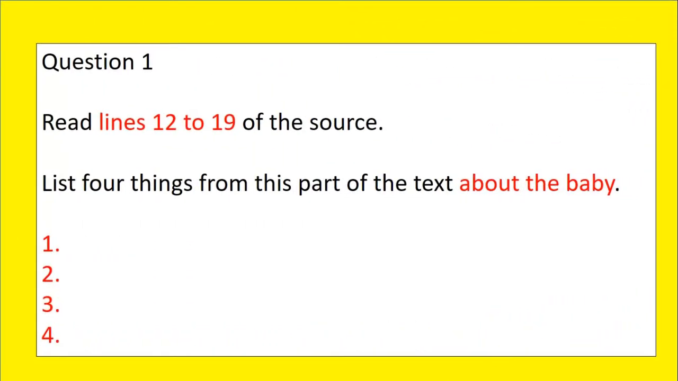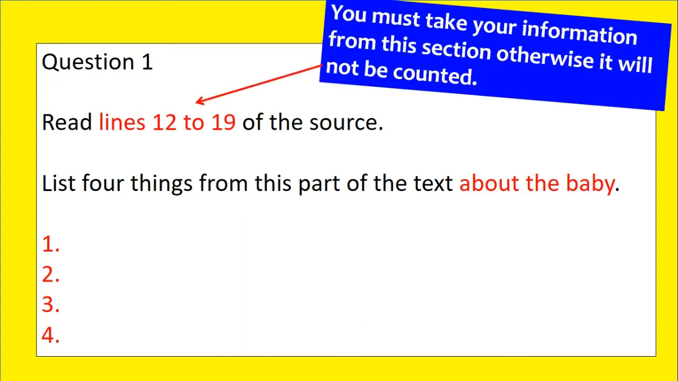Here's an example of a question. Question 1: read lines 12 to 19 of the source. List 4 things from this part of the text about the baby, for example. You must take your information from this section, lines 12 to 19. Anything else will be a waste of time. You will not get a mark for it.